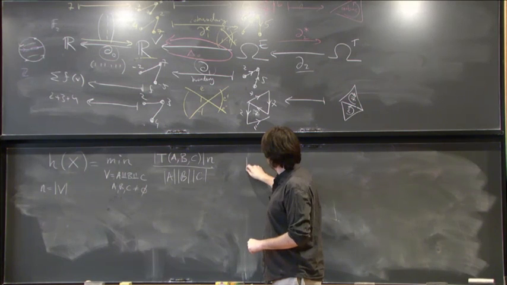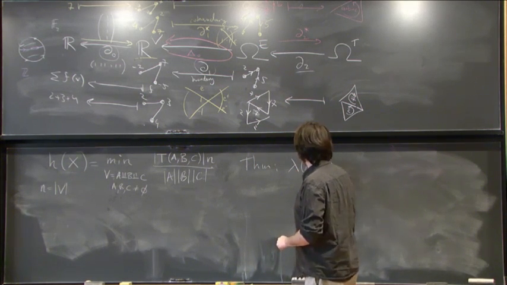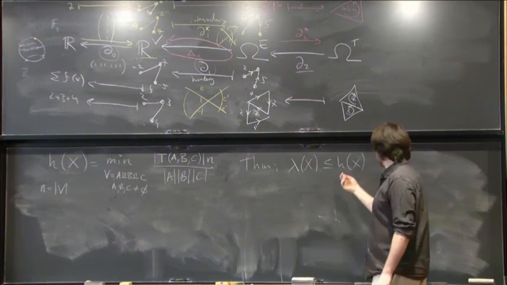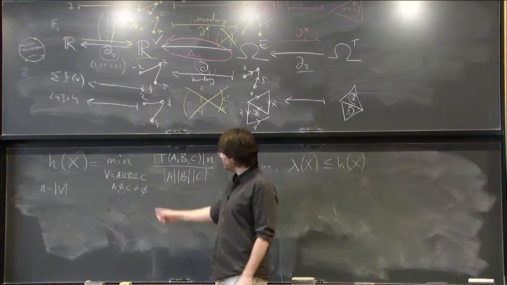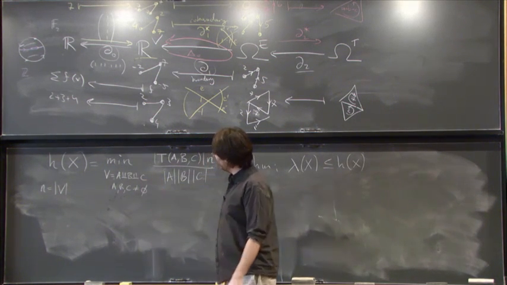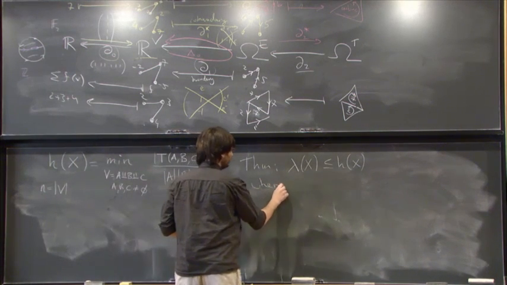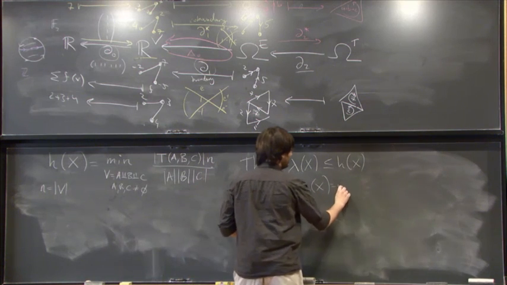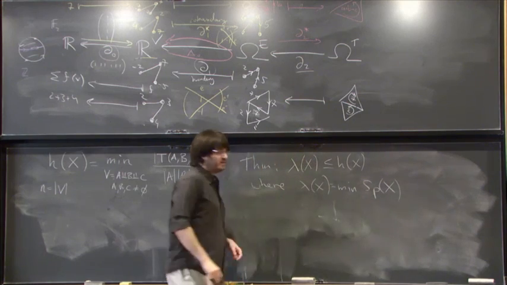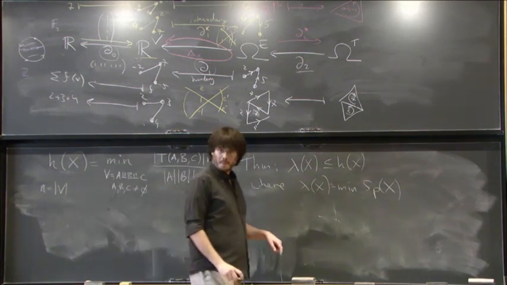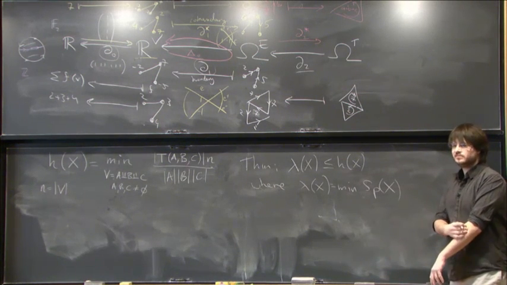So the theorem is, again, the spectral gap of the complex bounds the Cheeger constant from below. Sorry, this funny notation means disjoint union. The spectral gap is the minimal non-trivial eigenvalue. Why do you have this factor of n then? It's the normalization, the scale.